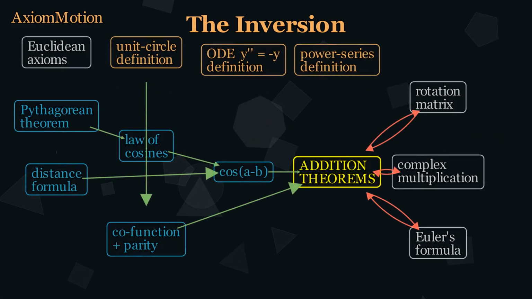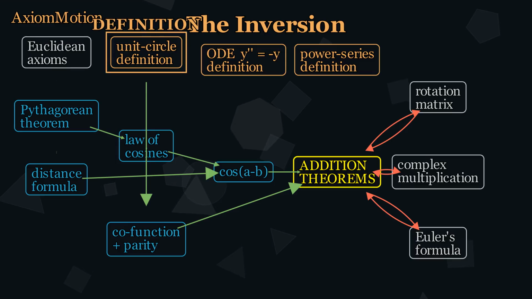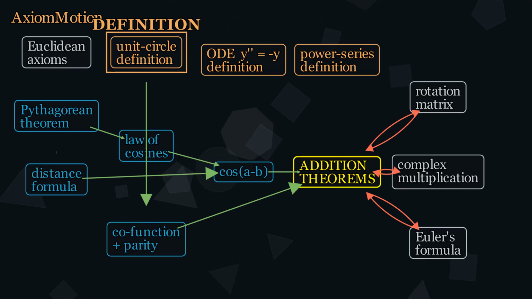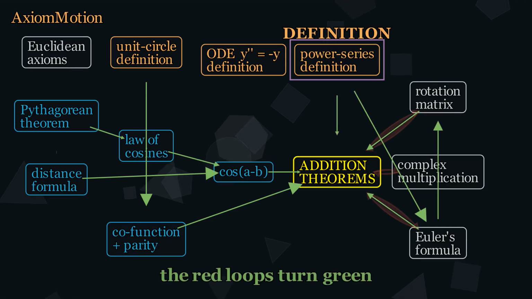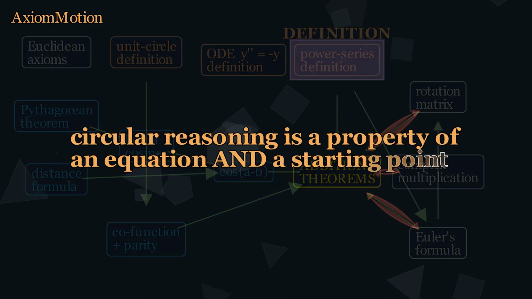Same nodes, same arrows. We only move the golden marker, the thing called definition, from the unit circle to the power series. And the red loops turn green. The rotation matrix argument, the complex number argument, the very proofs that scored nothing in Tokyo become perfectly valid mathematics. Nothing about the world changed. Sine is still sine. What changed is where the river starts.